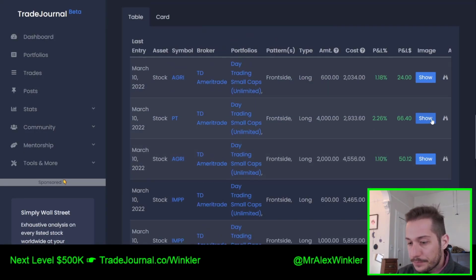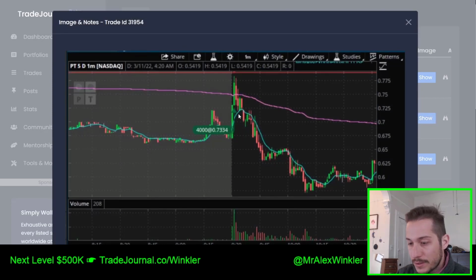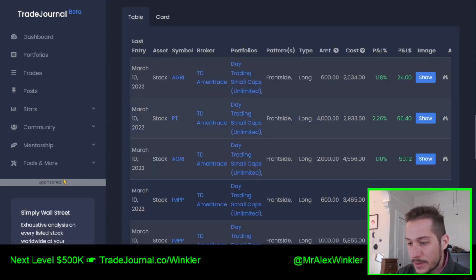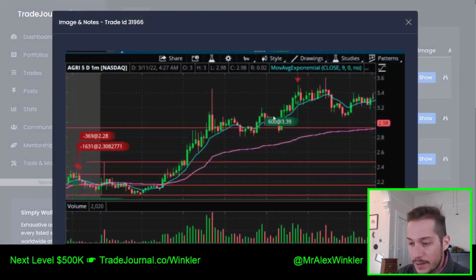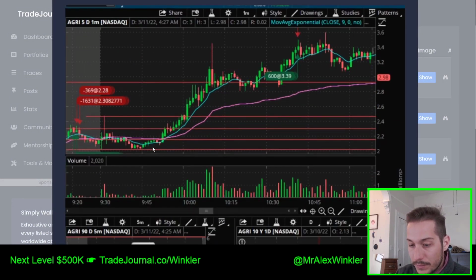Let's see, PT, traded this one. This is okay, lacked continuation, and typically I'm not trading sub dollars. This is a 0.7 cents ticker. And then AGRI, okay. Decent front side here. This really started around 9:45. So sometimes I stop trading early. I've really told myself I'm not allowed to stop before 10.